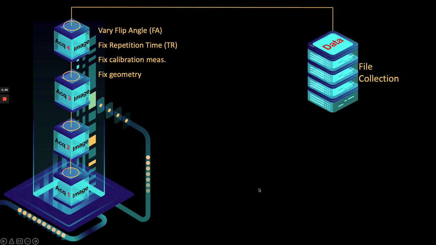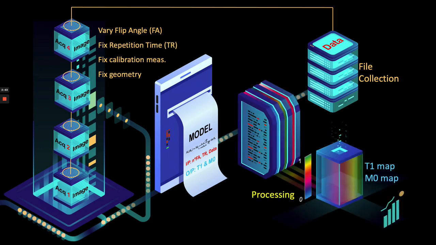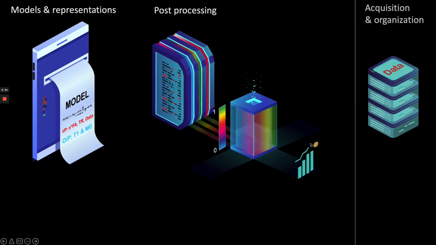Next, we need a mathematical description that explains the change in the voxel brightness in relation to the parameters we manipulated, and this is called a model. For example, with this data, we can calculate T1 based on the model here. Finally, to estimate parameters, we need to fit our data to the model, and this is typically achieved by solving an optimization problem.